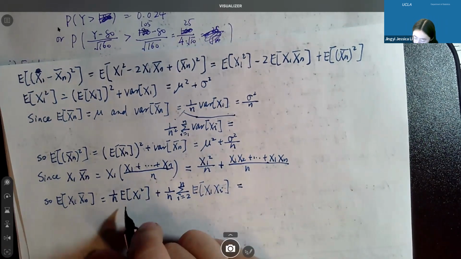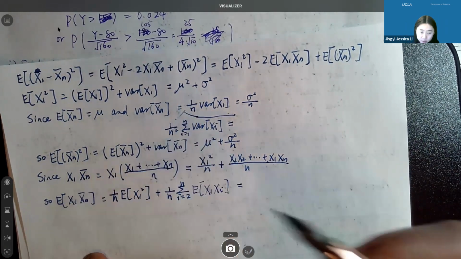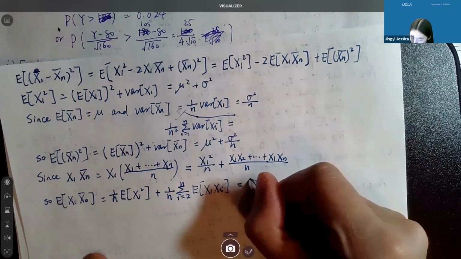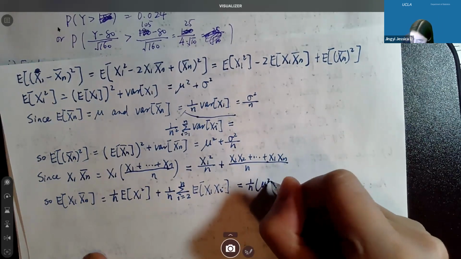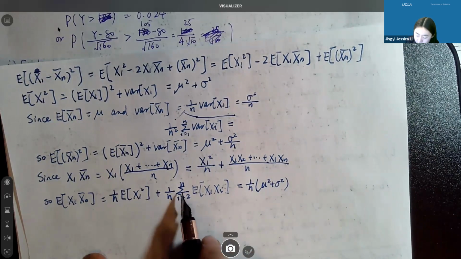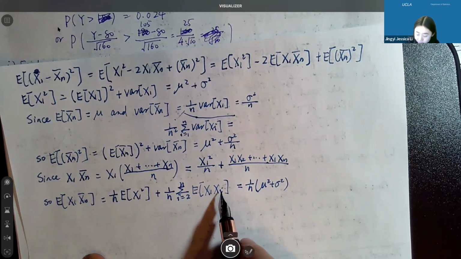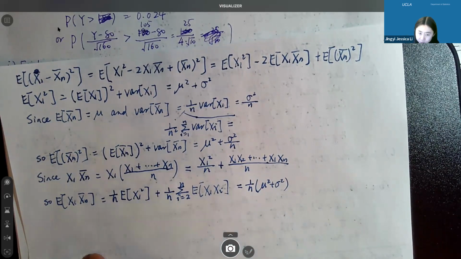For the first term, we already had it, right? Expectation of x1 squared is sitting here, so I just copy it: mu squared plus sigma squared. And here, how many terms do I have inside? N minus 1 terms. Each term has the same expectation, because for i being 2 or i being n, x2 and xn are IID, so I just have the same expectation.